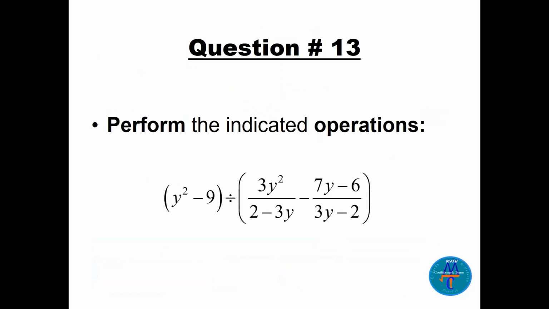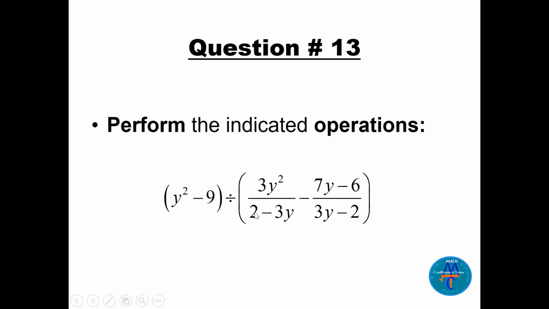Question 13 is a normal question. We need to perform the indicated operations. So how many operations do we have? Division. We have subtraction inside the brackets. So for sure, we have to go inside the brackets and use the order of operations, simplify.